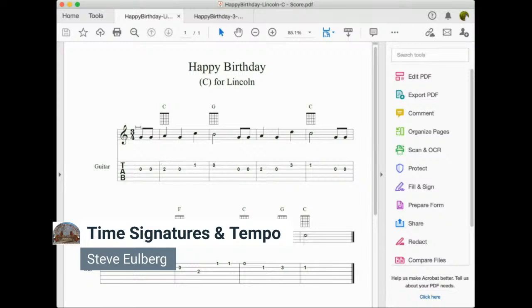This does not tell us how fast we're going to play, and that is tempo. Tempo is the Italian word, like I mentioned before, for time, but it means how fast are we going to play.